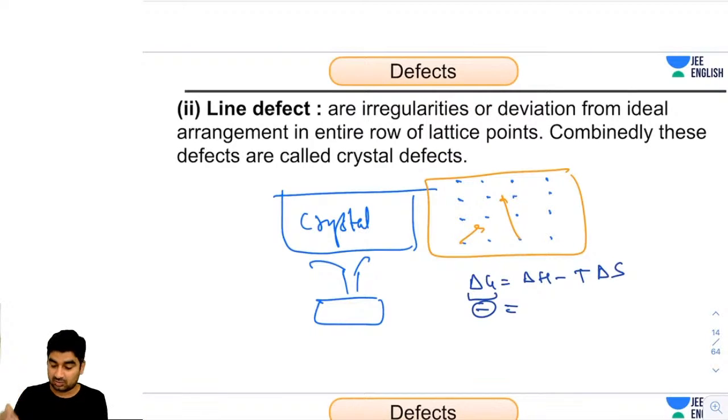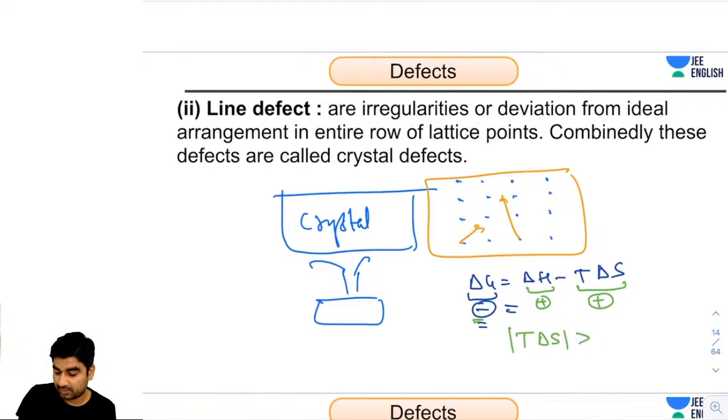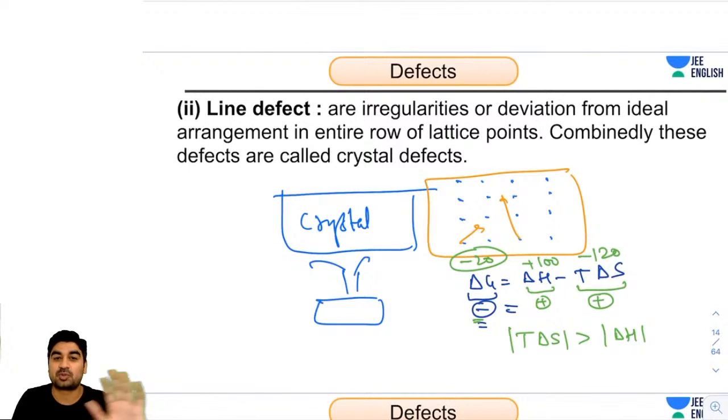Okay. So now delta G is negative. When you are providing the heat, delta H will be positive. So how can it be negative, guys? The magnitude of delta H has to be positive, and the magnitude of T delta S should be greater than the magnitude of delta H. Only then this can be negative. Like if it is plus 100, it has to be minus 120 or minus 130. Only then it will be negative. So the magnitude of T delta S has to be greater than that, and it should be positive.